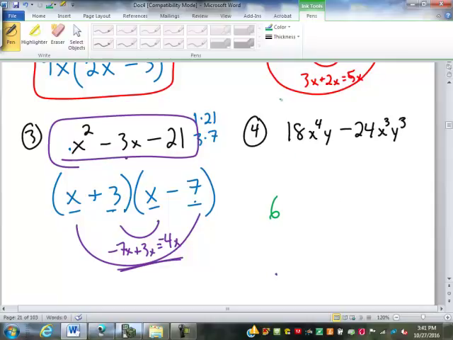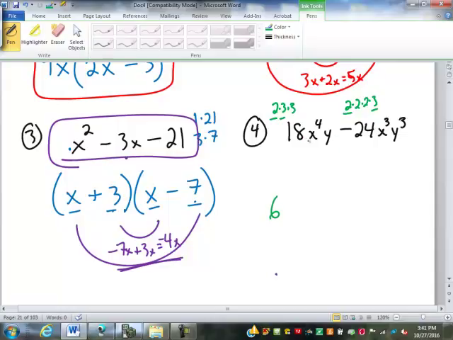If you're ever really stuck, you can always factor them. 18 is 2 times 3 times 3. 24 is 2 times 2 times 2 times 3. They both have a 2 and a 3. So 2 times 3 makes 6 is the common factor. So we've got the 6.